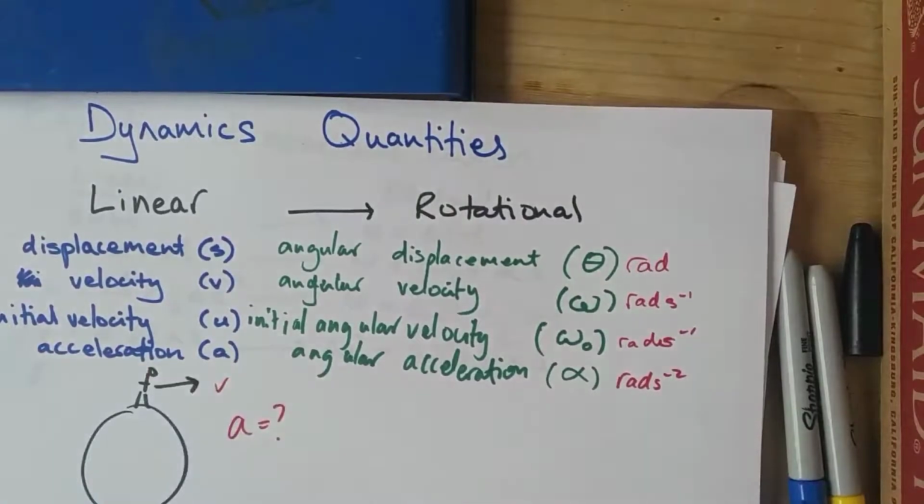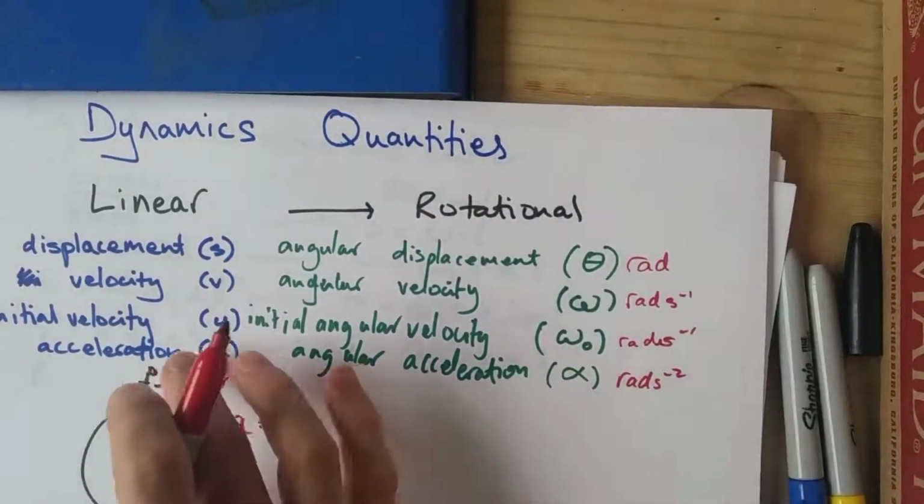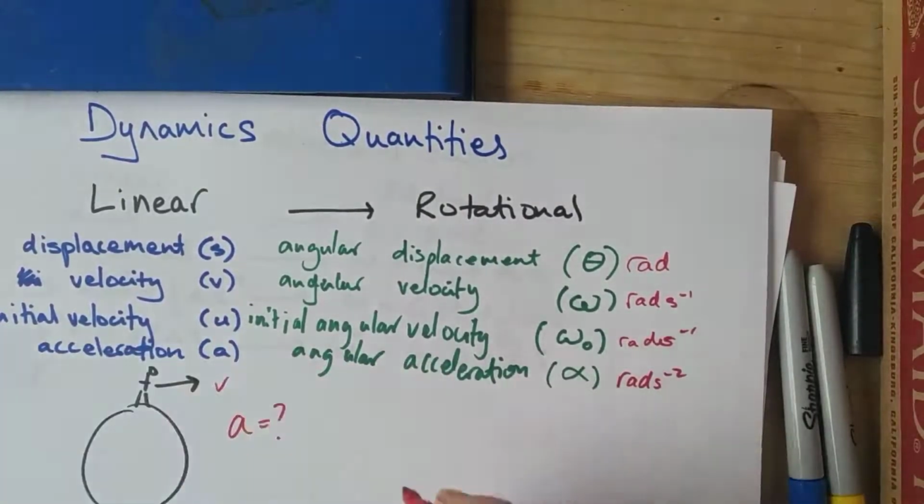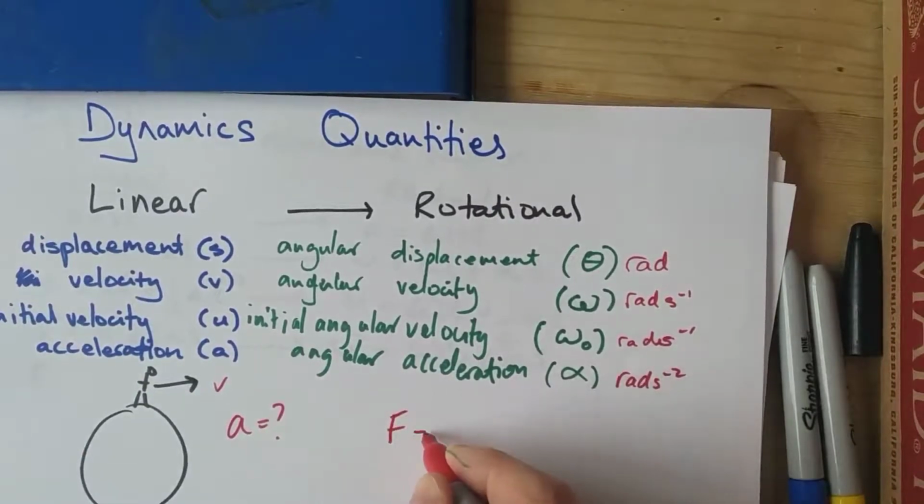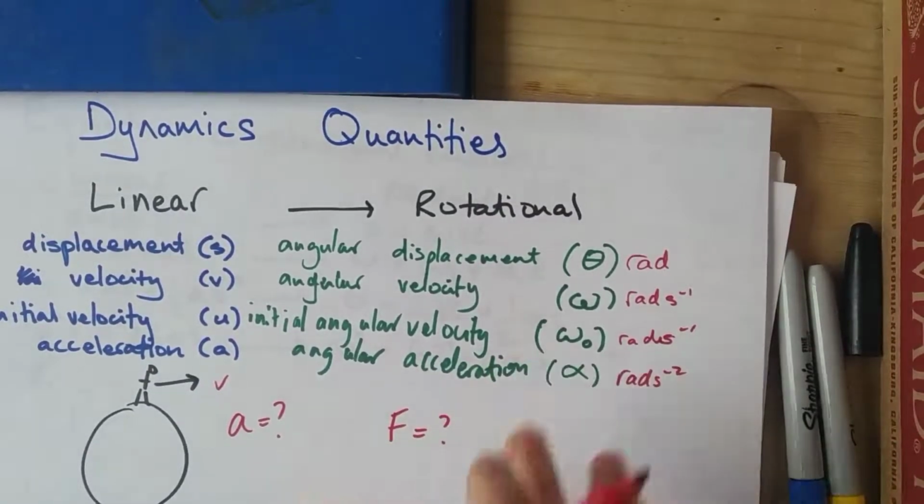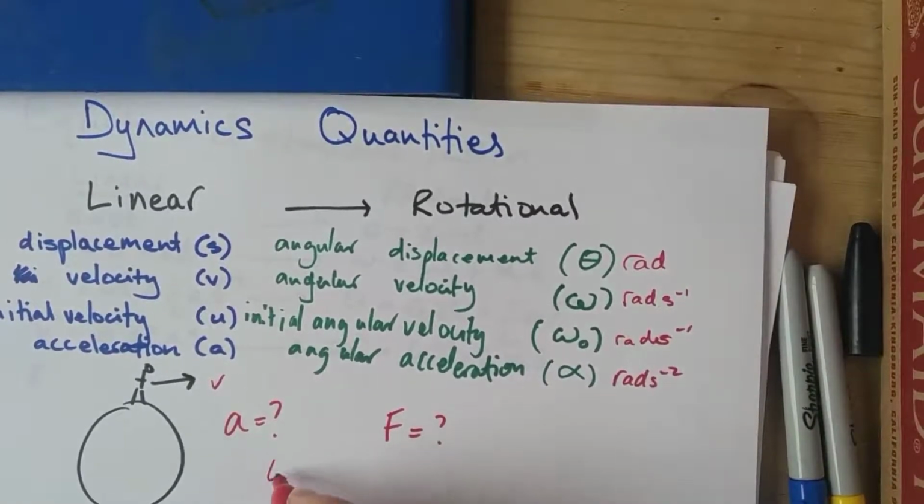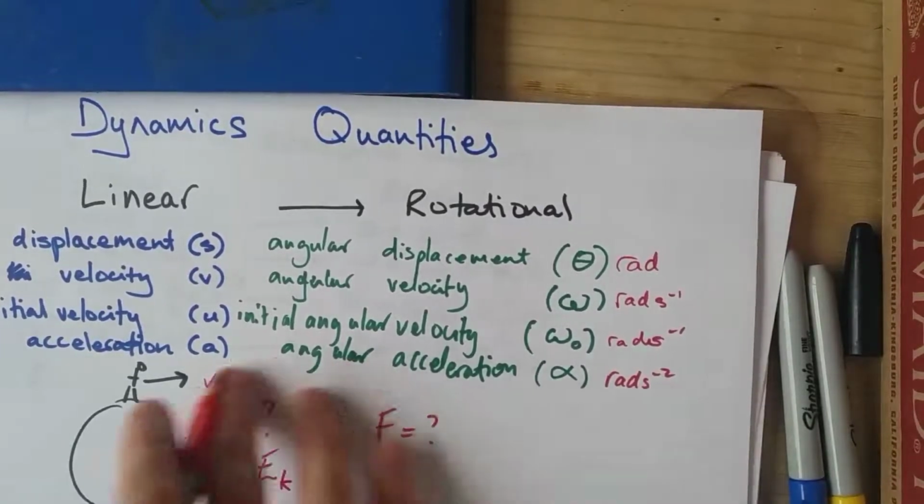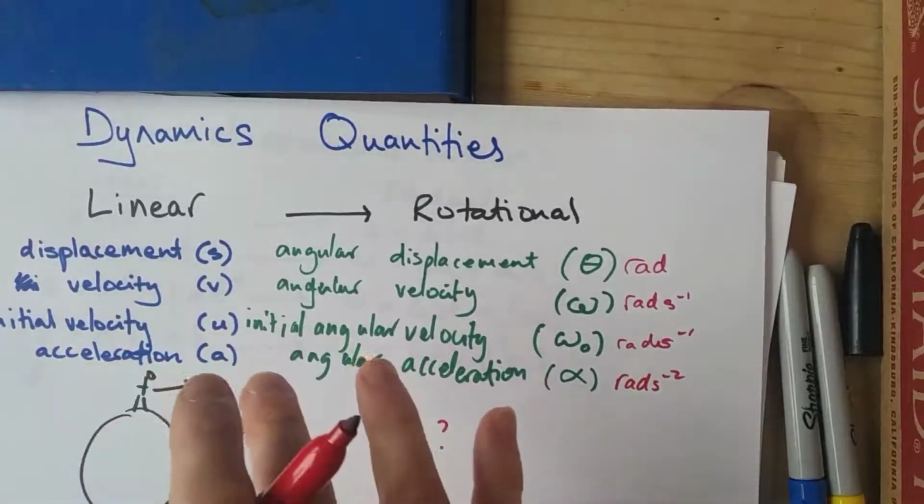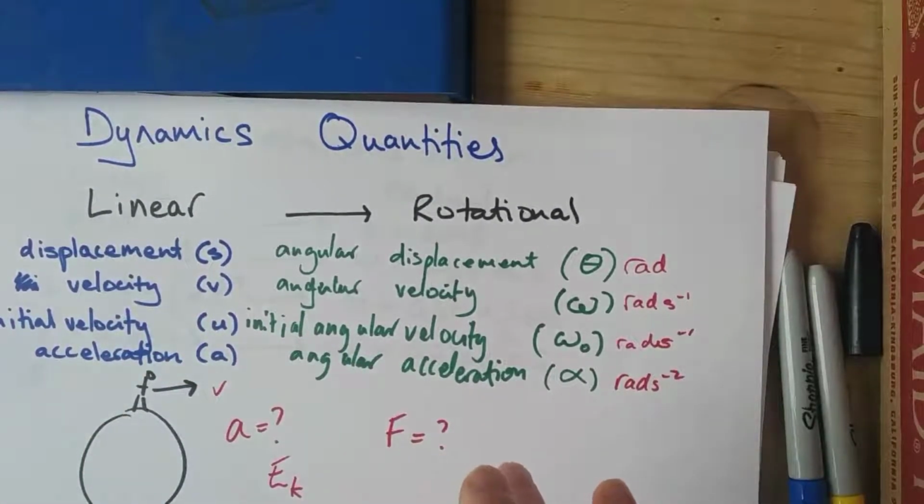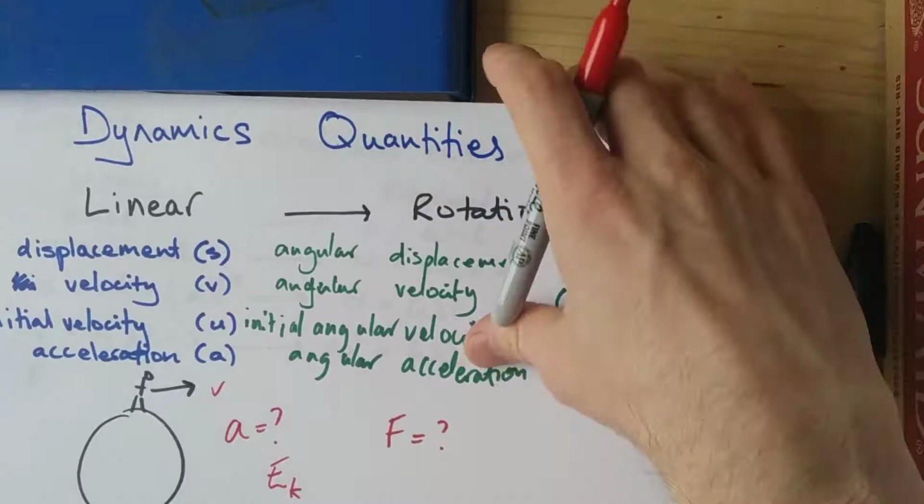Other values that we haven't found analogues for: what causes linear acceleration is force. Is there a simple analogue for force in rotational motion, or is there more to it? We're going to have to look at rotational kinetic energy, because now we don't just have linear kinetic energy, we're also going to have rotational, and that's going to have some interesting effects. So that's our next step, to think about the forces.